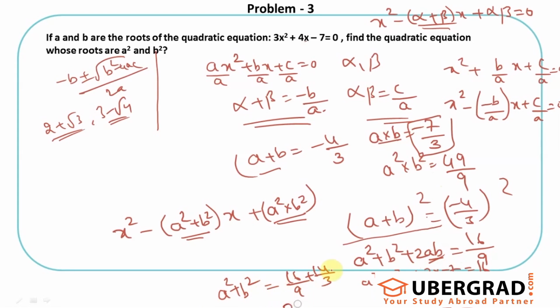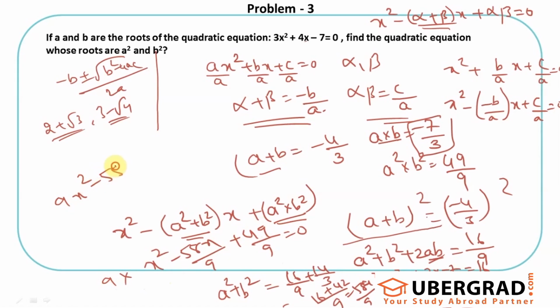Now if I'm just doing it with the fraction, it's 9, 16 plus 42, 58 by 9. So this expression would look like x square minus 58x by 9 plus 49 by 9 equals to 0. I can simplify it by multiplying with 9. So it will become 9x square minus 58x plus 49 equals to 0. Right? That's how we solve this.